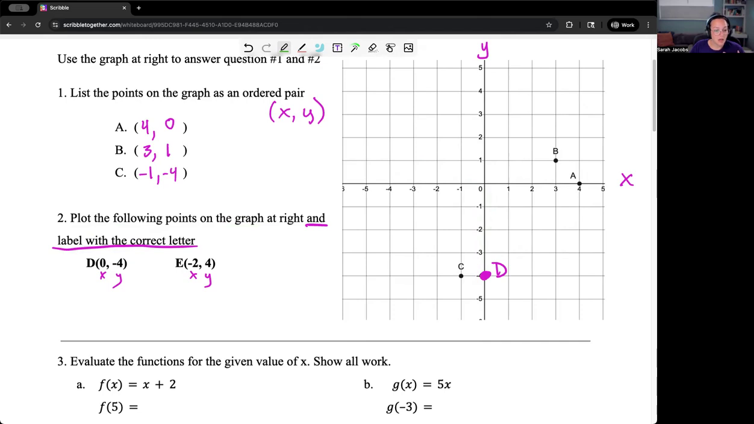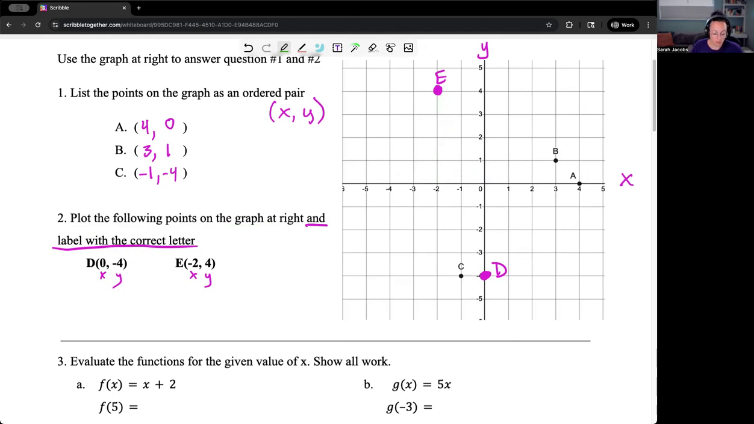And we've got from the origin, -2 is our x. I'm going to go left 2. And then +4 is our y, so I'm going to go up 4. And right here is going to be point E. Okay, cool. Part 1 down.